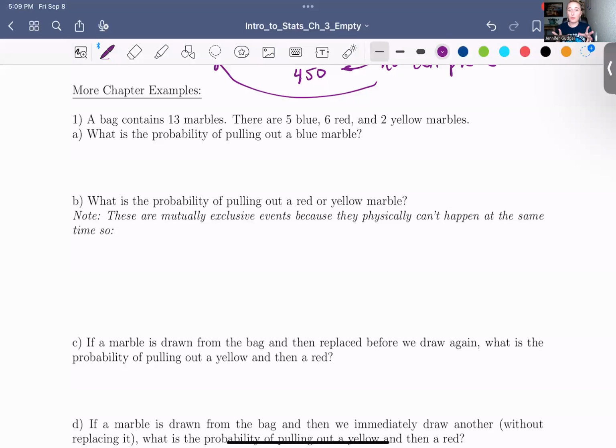All right, let's look at a few more examples to finish off our chapter 3. So let's say we have a bag that contains 13 marbles. Okay, there's 5 blue marbles, 6 red marbles, and 2 yellow marbles.